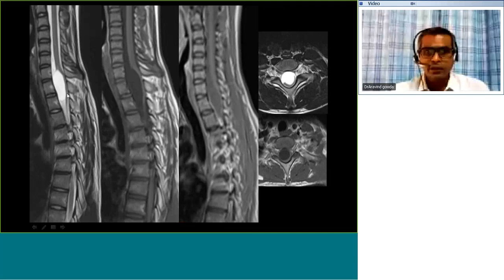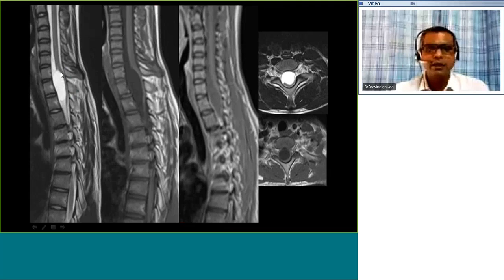So this is one neuroenteric cyst. You can see this is ventrally located at the level of the thoracic cord, and this is isointense to the CSF in all the sequences. So this may or may not be associated with vertebral anomalies. That is what you see in a neuroenteric cyst. Usually it will not enhance with contrast.